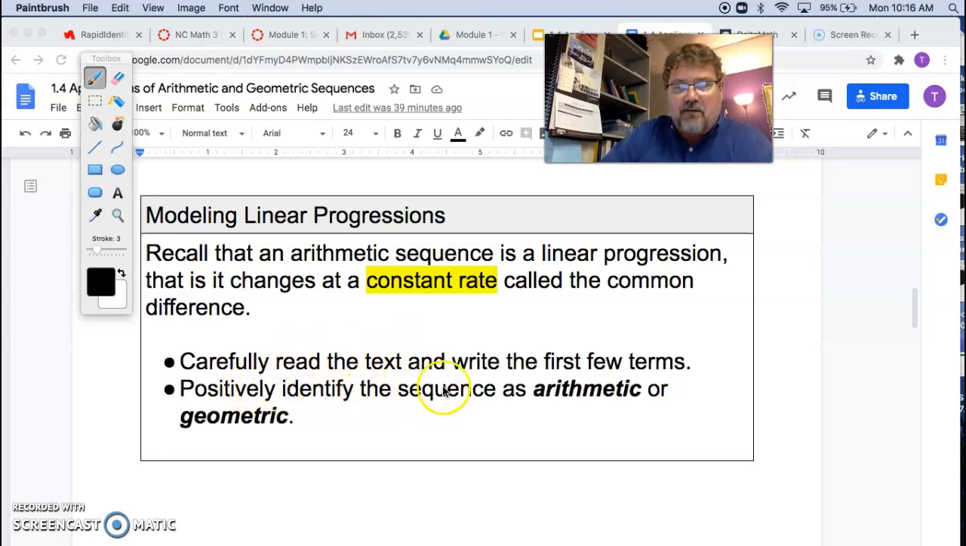Positively identify the sequence as arithmetic or geometric. See, in the next video, we start dealing with geometric as well. And when you get a problem set, they're going to be mixed together. So you're going to have to positively identify the sequence. And you do that by writing the first few terms, okay? Or at least that's a good way to get at it.